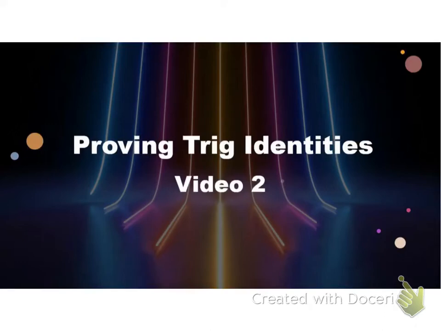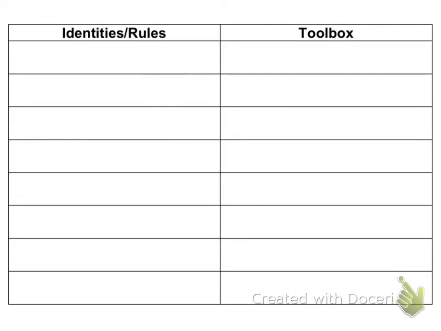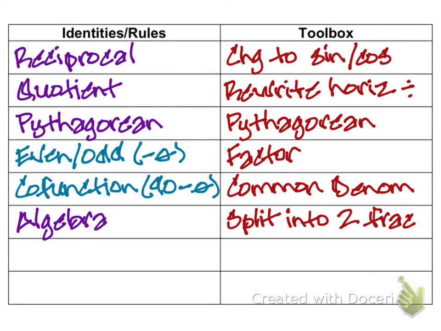This video is going to cover proving some trig identities using fundamental identities and working on creating our cheat sheet that has our rules and identities and some tools that we use. So here's the sheet that I suggest you keep. This is everything we've put on our cheat sheet here in the last two videos.